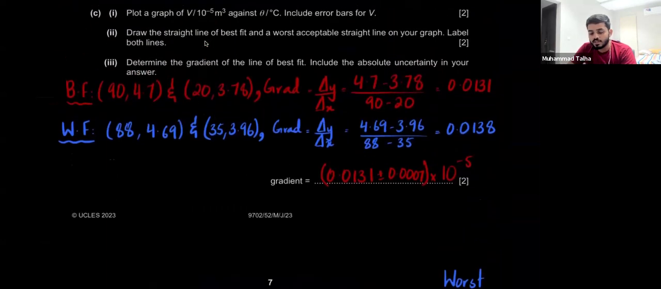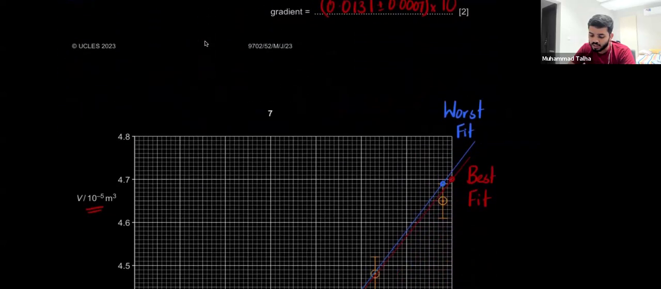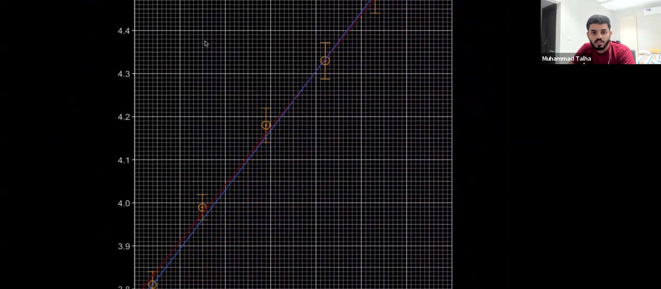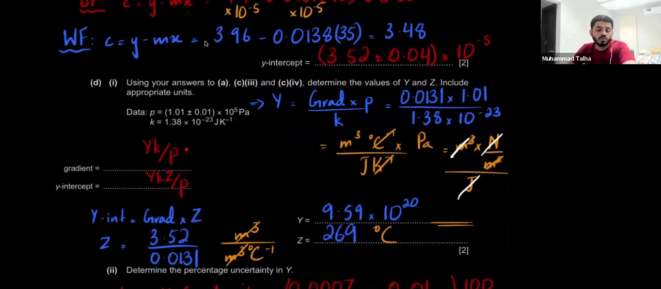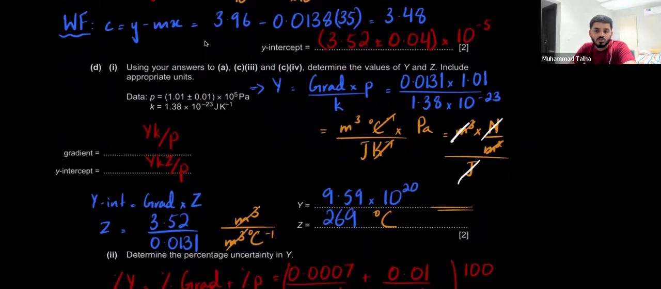Once you draw the lines, you know what the next steps are going to be: finding the gradient with its uncertainty, y-intercept with its uncertainty, and so on and so forth. And then at this point, which is always positioned at this same place in your paper, you then have to use the initial expressions that you found to find the values of these constants, right? The units thing is slightly tricky, so do make sure that you understand how that works.